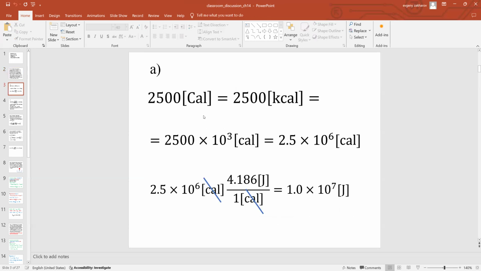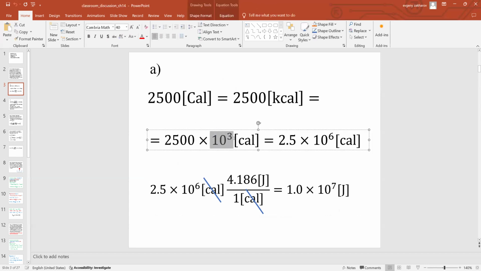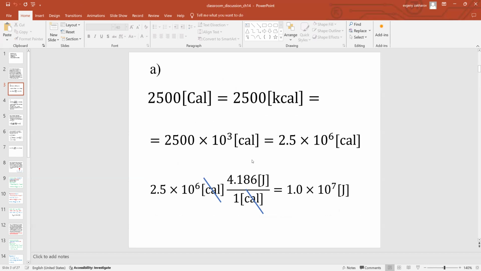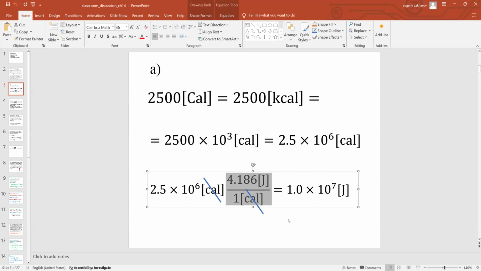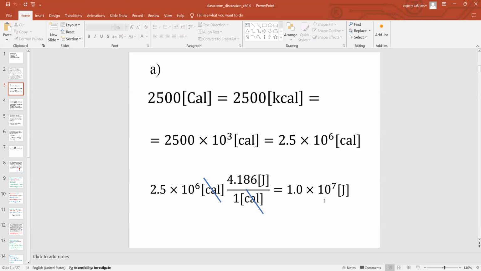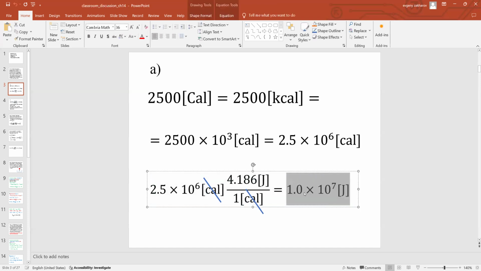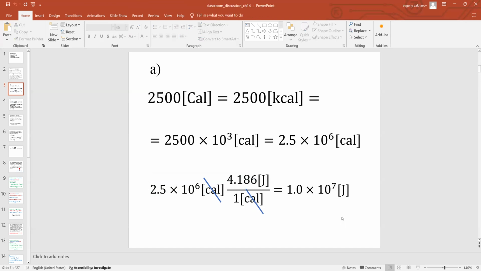So 2,500 kilocalories. Kilo means 1,000, so you multiply by 10 to the power of 3. That becomes 2.5 million calories. And then converting that to joules, the conversion factor is what we got in lectures, about 4.2 joules for 1 calorie. And you end up with what? 10 million joules. 10 million joules, that's the amount of energy that your body needs for 1 day of activity.